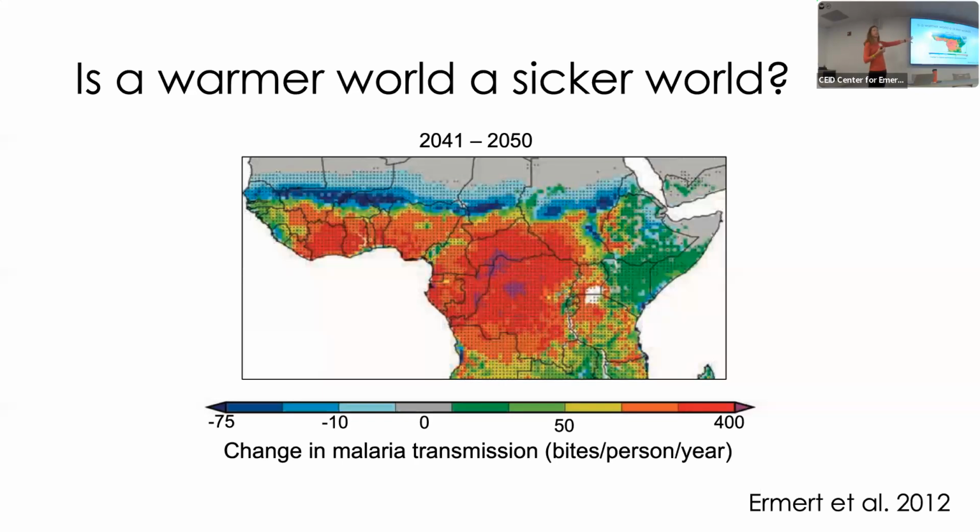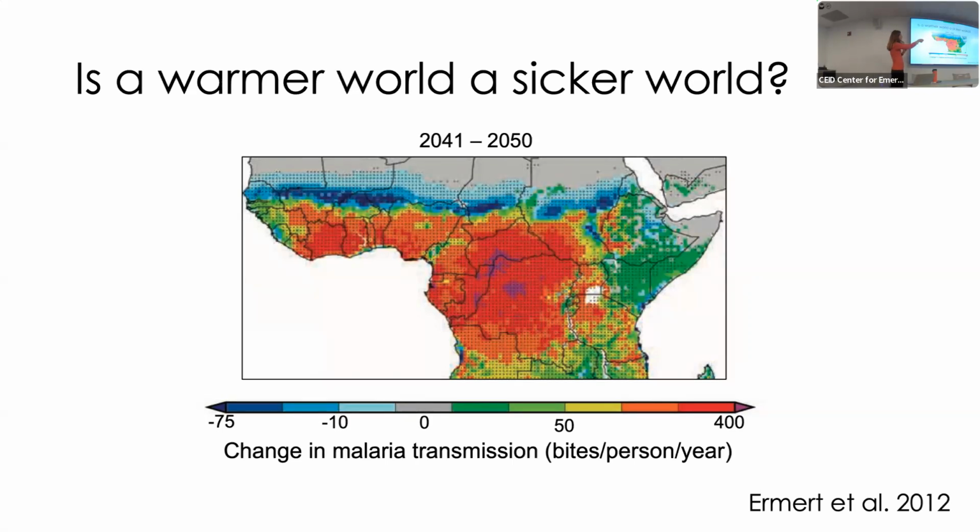And this shows just one example of this type of research paradigm, which is a model projecting changes in the climate suitability for malaria transmission by mid-century. And what they're showing here is the predicted change in the number of infectious bites per person per year. The important thing to notice here is this scale is almost entirely positive, ranging from green, small increases, to red and purple, very large increases in climate suitability.